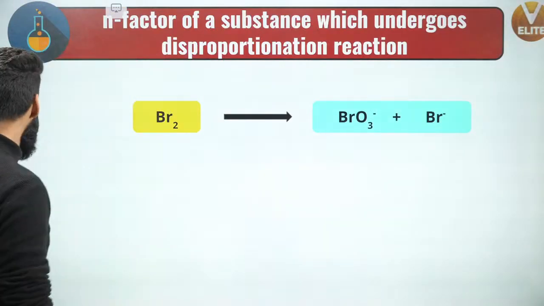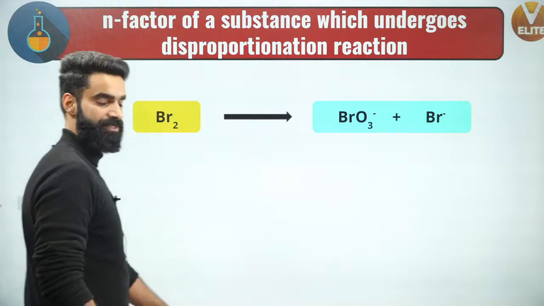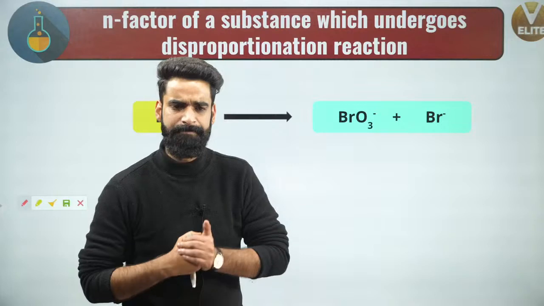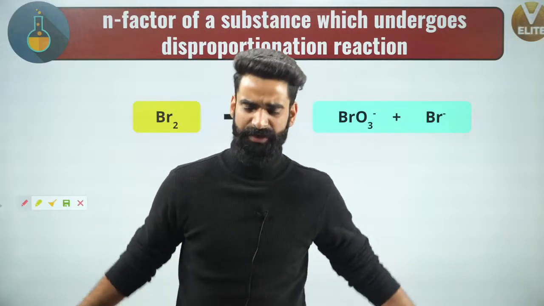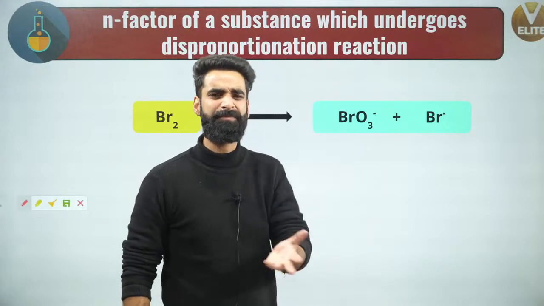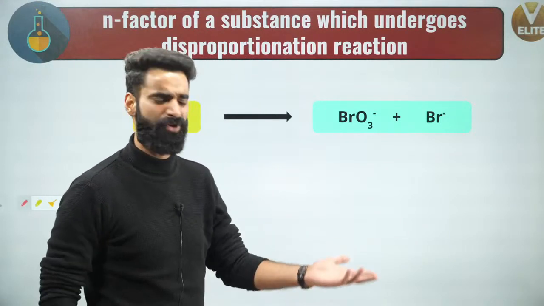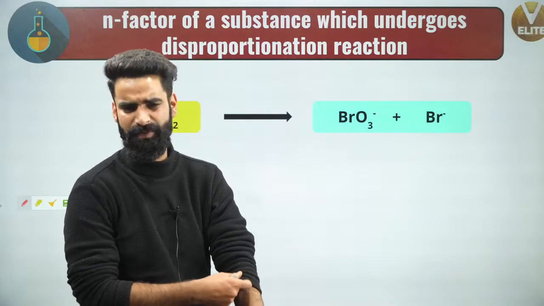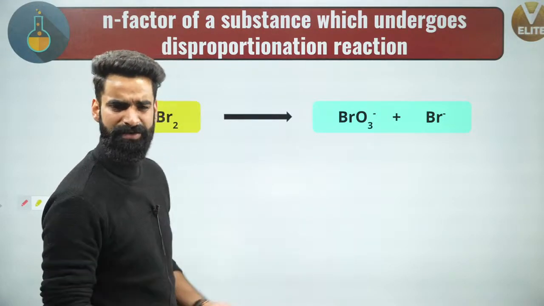Moving on. N factor for disproportionation reactions. First of all, what are disproportionation reactions? How do we calculate the N factors for disproportionation reactions? I'm not giving you the general procedure. I'll simply tell you a trick by means of which we can calculate the N factor of different substances which undergo disproportionation, which you already must be knowing as well, yeah? Very simple. That's the common trick, yeah?